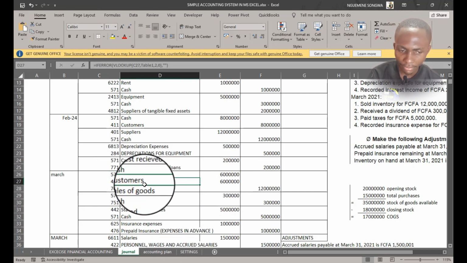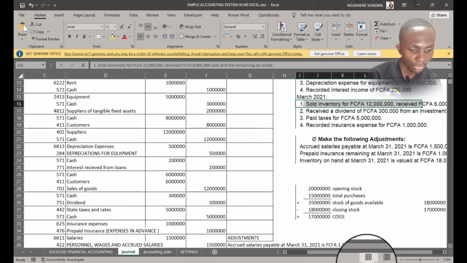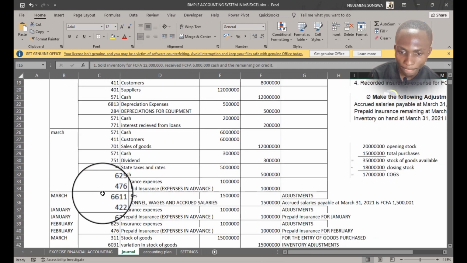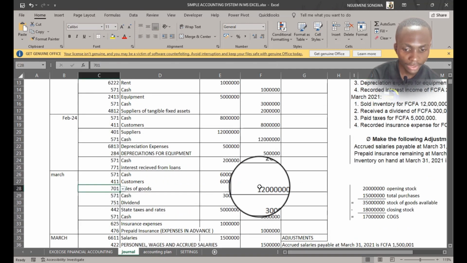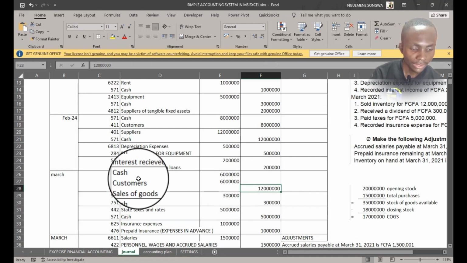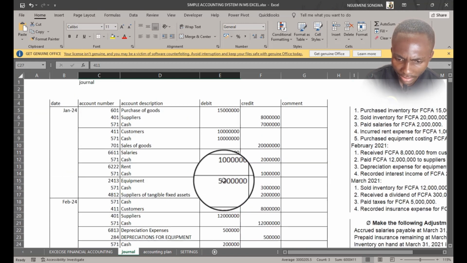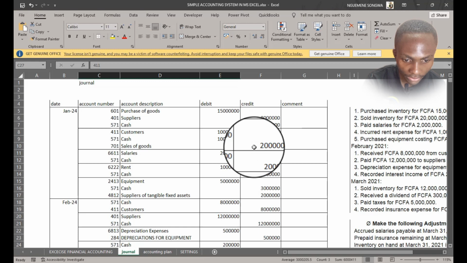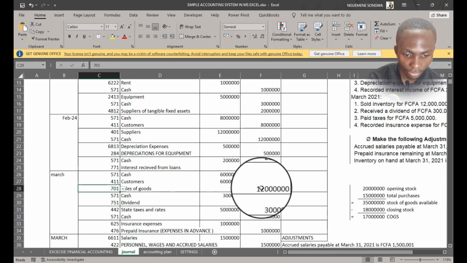And here we have sold inventory for 12 million. So we sold goods for 12 million. So we will credit sales of goods by 12 million. 6 million was paid by cash and the 6 million will rely on the customer's account. I think this is the second sales transaction. The first sales transaction was 20 million. This is the second sales transaction for 12 million.